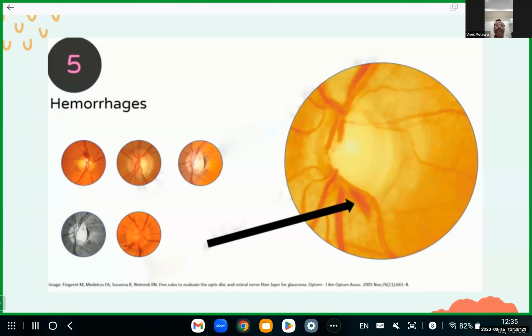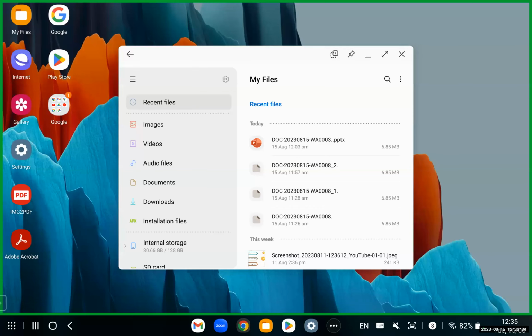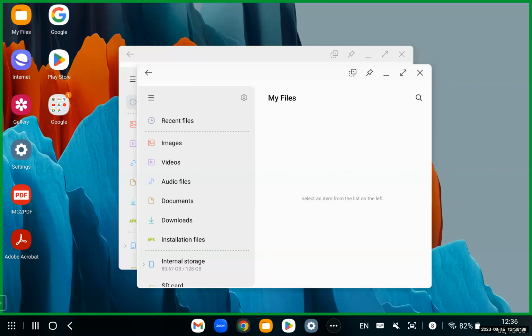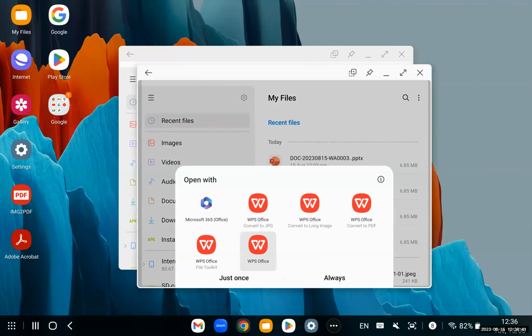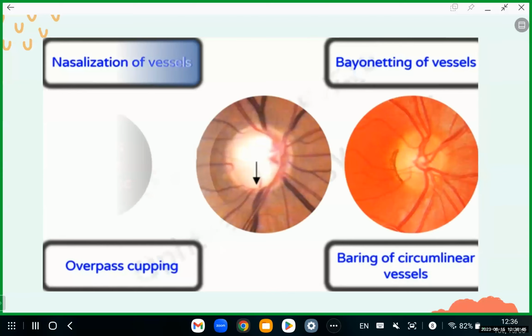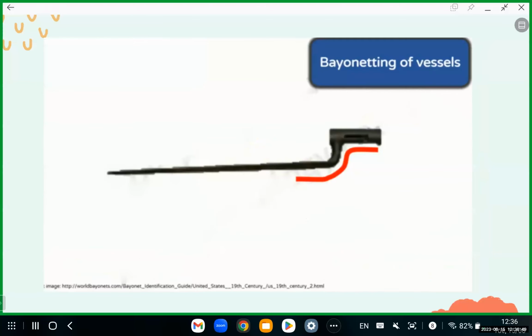Nasalization of vessels, as you can see, compared to the right side, which is the normal image. Then bayoneting. Bayoneting refers to bending of vessels over the overhanging margin of the cup. It is so called as it resembles the bend of a bayonet of a rifle. In later stages, there is development of bean pot cupping where you cannot see the climbing vessels. The term overpass cupping is used when the vessels on the disc, unsupported by posterior tissue, pursue a relatively undeviated course over the surface of the cup.